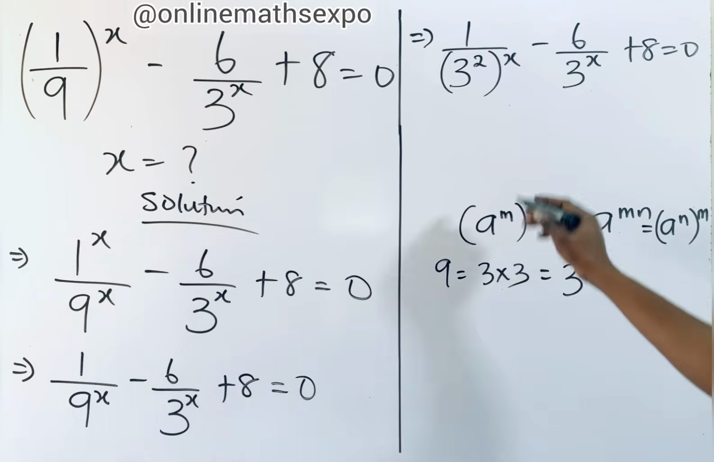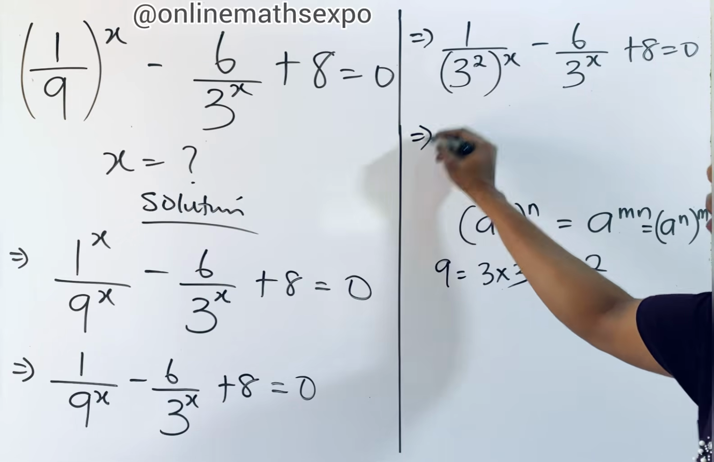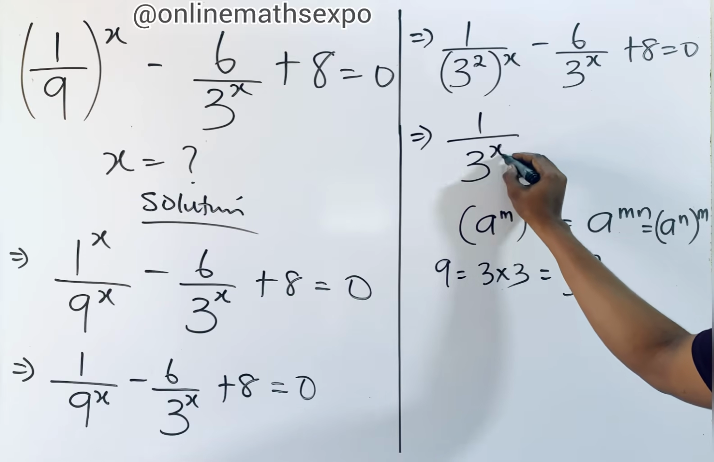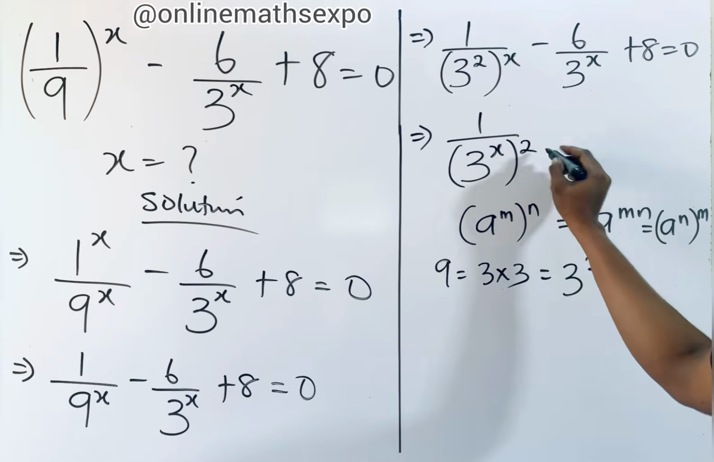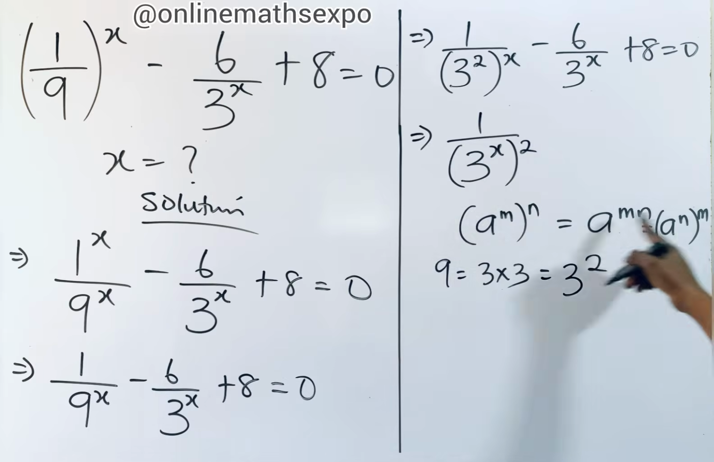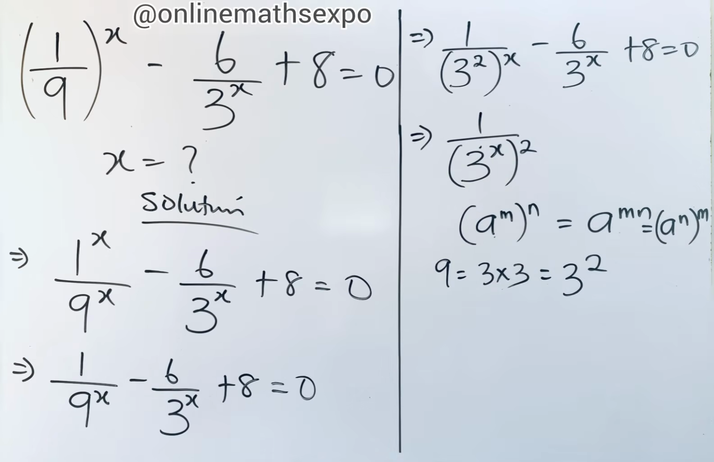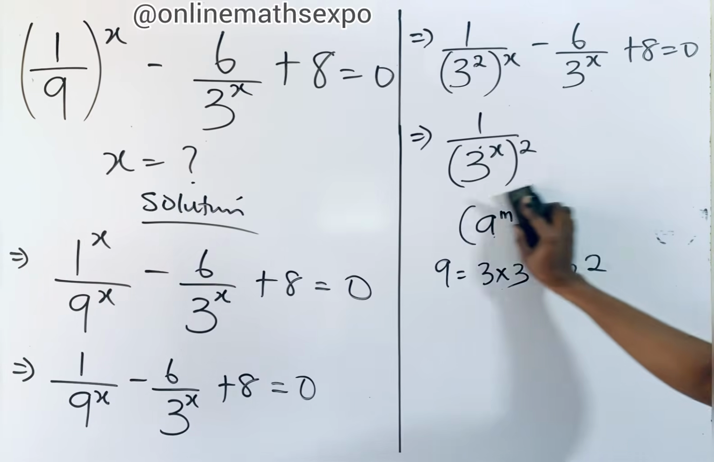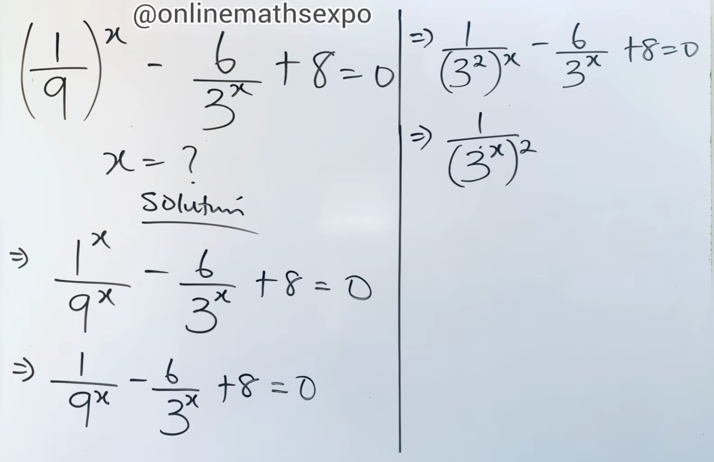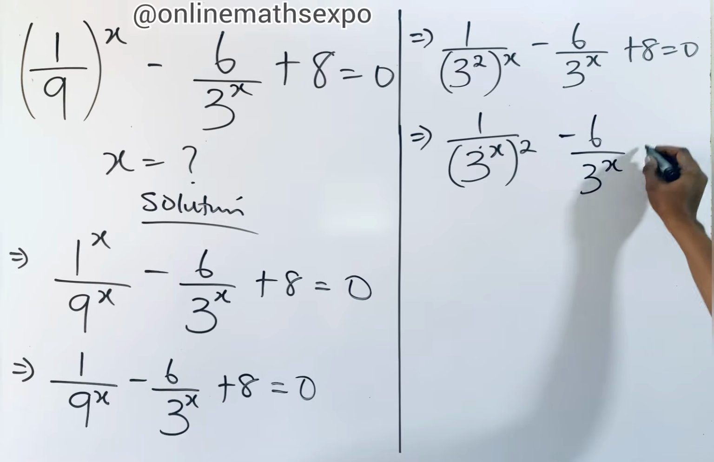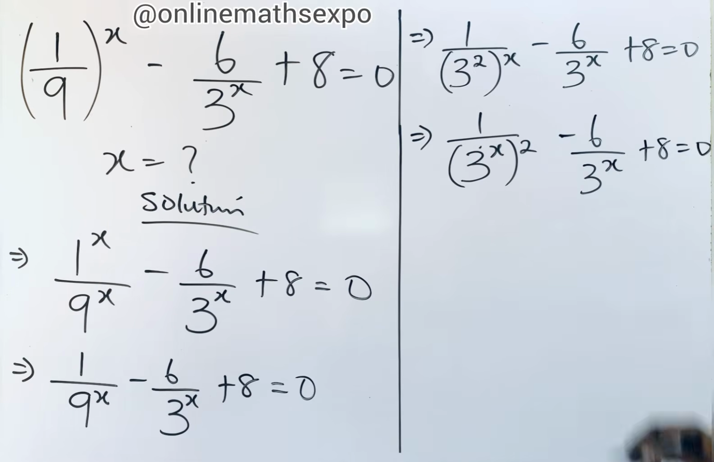Did you see? So for this, you can rewrite it to be 1 divided by 3 to the power of x raised to the power of 2. You just switched it. And when you multiply this, it gives you back what you have here. Did you see that? So to simplify further, this is giving us this, minus 6 divided by 3 to the power of x plus 8 is equal to 0. You observe carefully that this and this are the same.